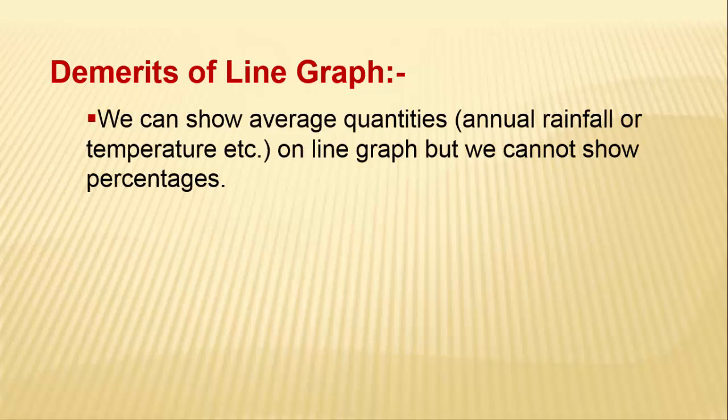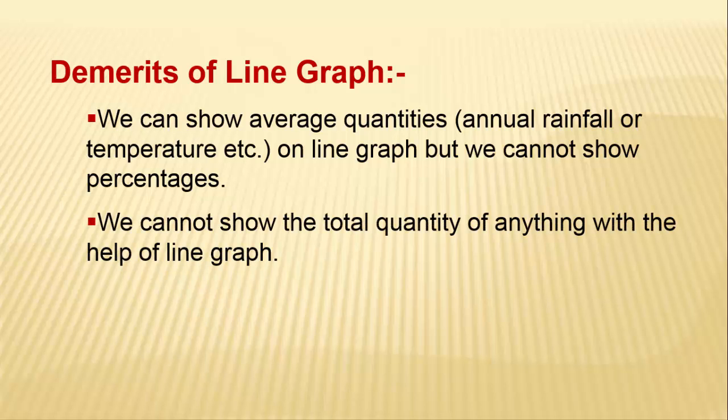Along with merits, there are some demerits of the line graph as well. We can show average quantities on a line graph. Average quantities may be about annual rainfall or temperature, etc. But we can't show the percentages. We cannot show the total quantity of anything with the help of a line graph.